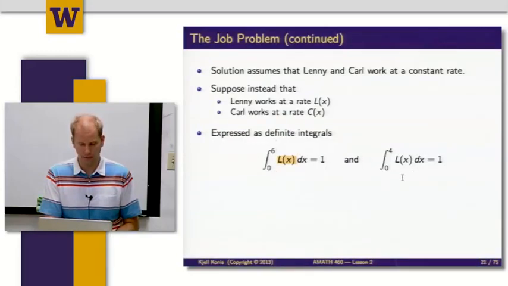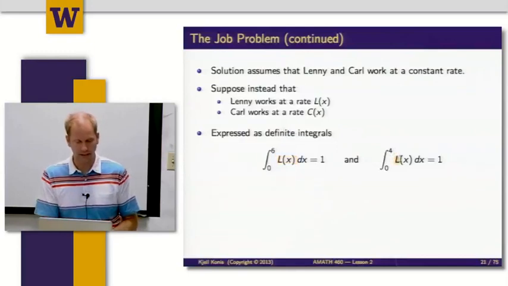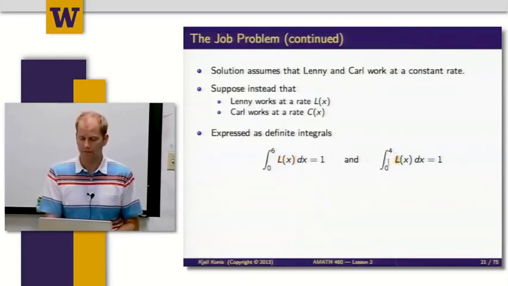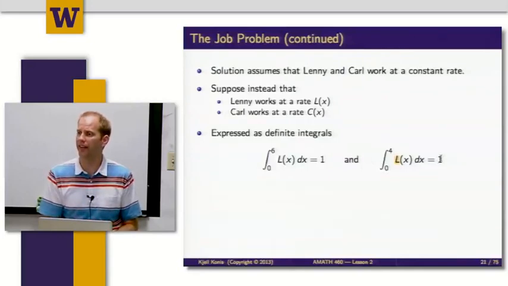And then, now I've confused my L's and my C's. So I think this should be the C. And the integral from 0 to 4 of C of x should also be equal to 1. And that's just the way of mathematically writing down the condition, or the statement, that Lenny can do one job in 6 hours and Carl can do one job in 4 hours.